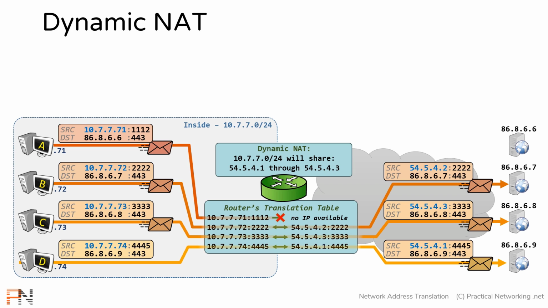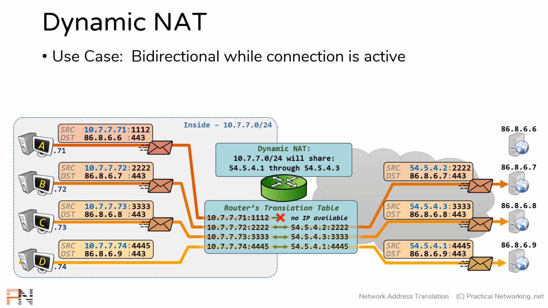That said, there are a couple of use cases for a dynamic NAT, and I think it's worth mentioning it so that you know that there was a purpose to this at some point. The first use case is that a dynamic NAT is a bidirectional connection while the connection is active. Here's what I mean by that.